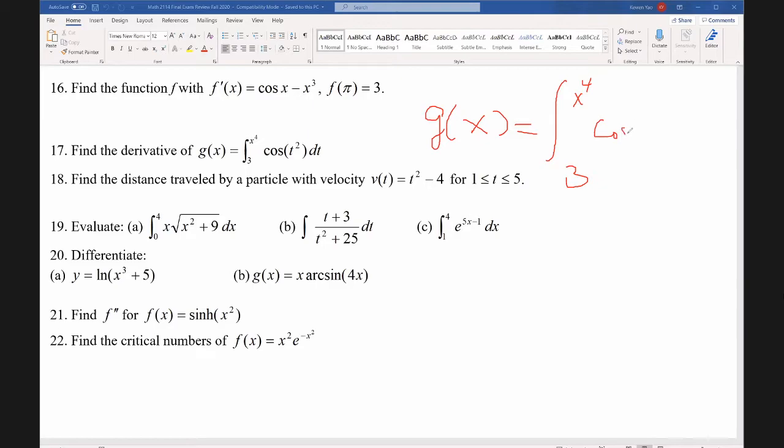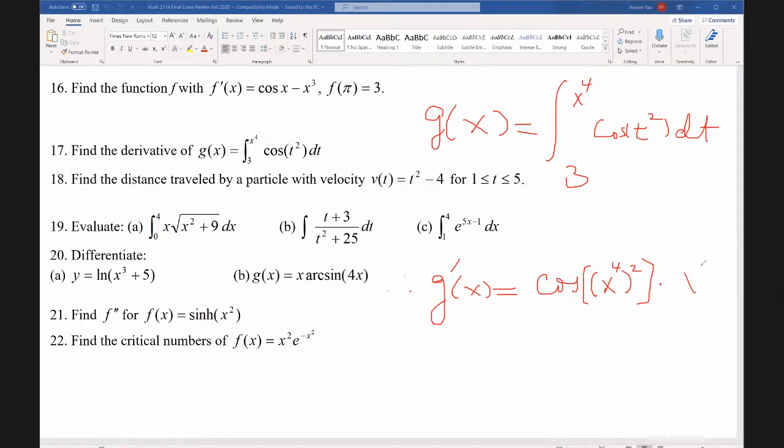Okay, so this is very similar to our test, right? By using the FTC part 1. So what's g prime x? Now you have to find the derivative of the function, right? So therefore, g prime x is by FTC part 1, right? Replace t by x fourth, right? So you have cosine x fourth squared, right? This is the first part, times, by using the chain rule, the derivative of x fourth, right?